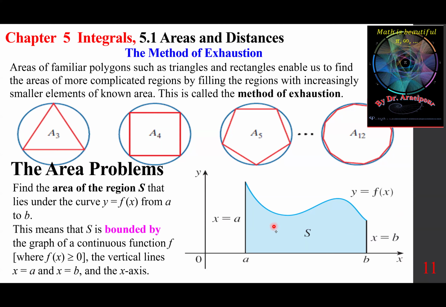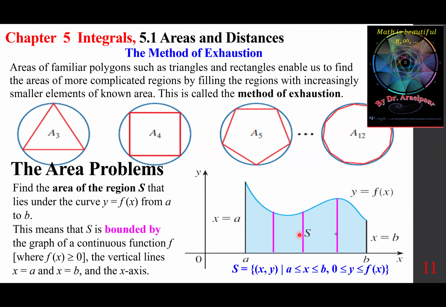This region can be explained mathematically in the following way. S represents all pairs x comma y, such that x is between a and b, y is between 0, the x-axis, and the function f of x. So this entire thing is explained here. Now, what's happening here, if you want to find the area, it's not a geometric shape we are familiar with, so we can cut it into pieces.